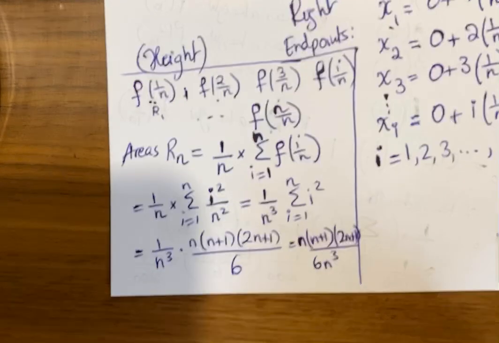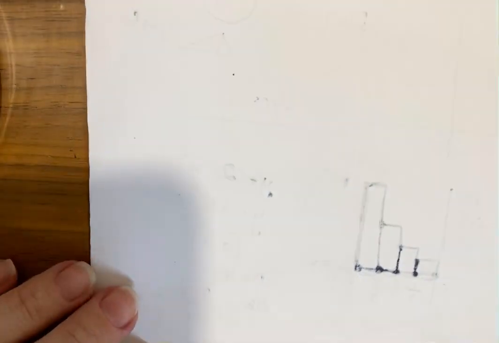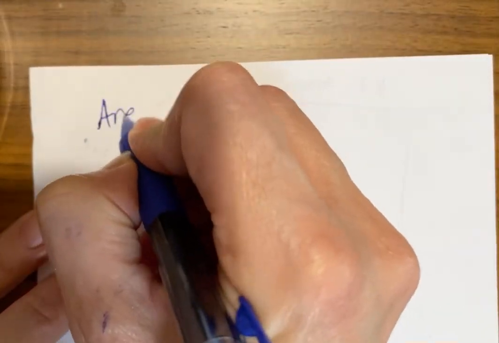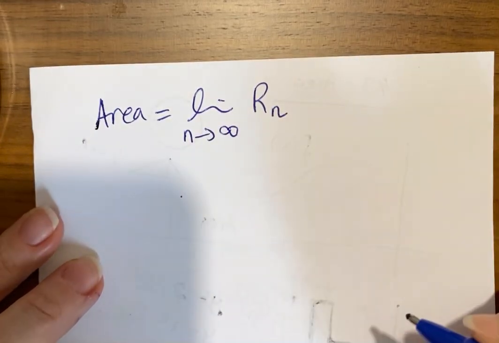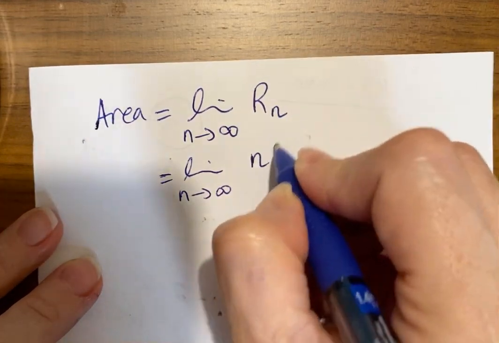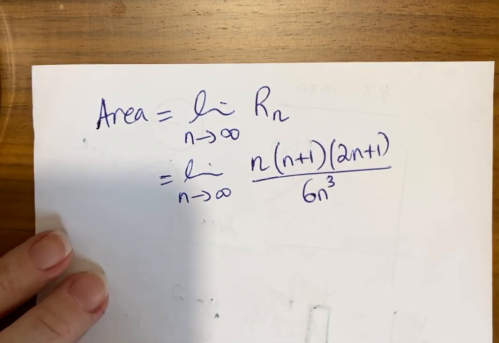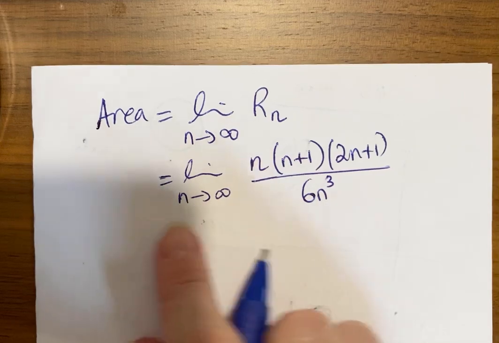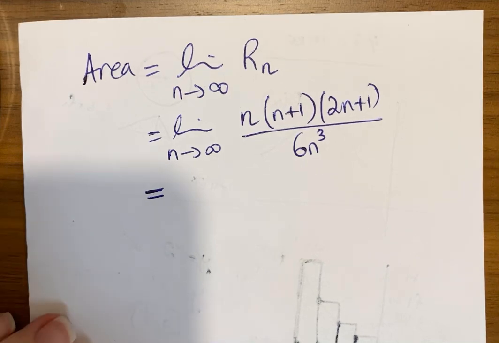And now what do I want? I want the number of rectangles to become very, very, very large. So large. What's the largest thing we can take things into? We can take things into infinity. So the area that we will be looking for will be equal to the limit of this Rn as n blows out to infinity. So it is the limit. What did Rn turn out to be? n(n+1)(2n+1) over 6n cubed as n blows up to infinity.